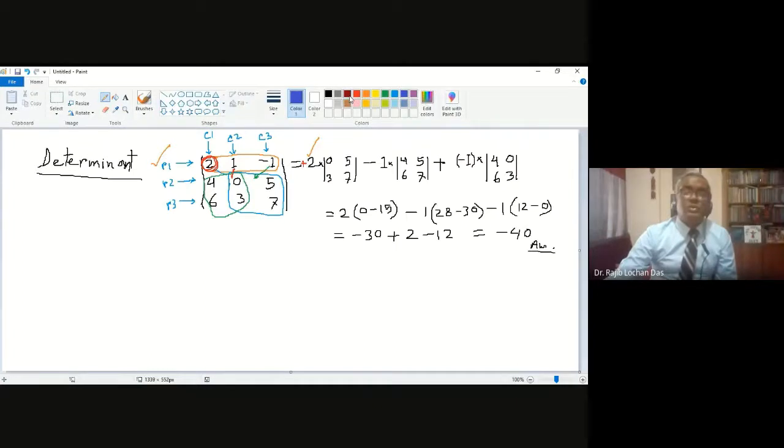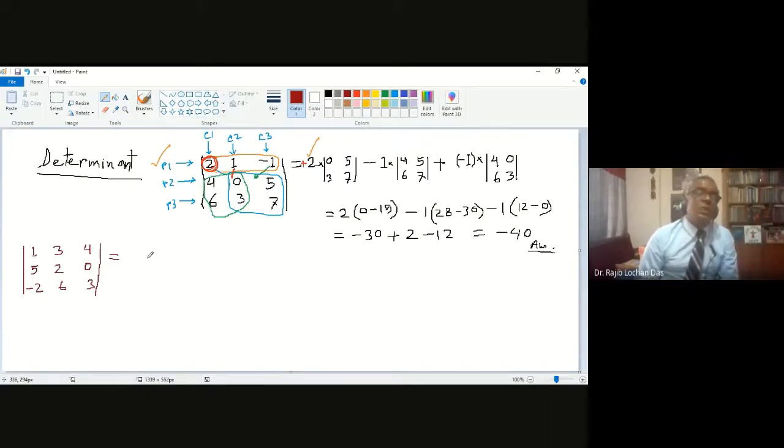Okay. So let me find out the value of another determinant like 1, 3, 4, 5, 2, 0, minus 2, 6, 3. So this is another determinant we are taking. So what will you do now? You can choose any row, any column. Which one do you want to choose?